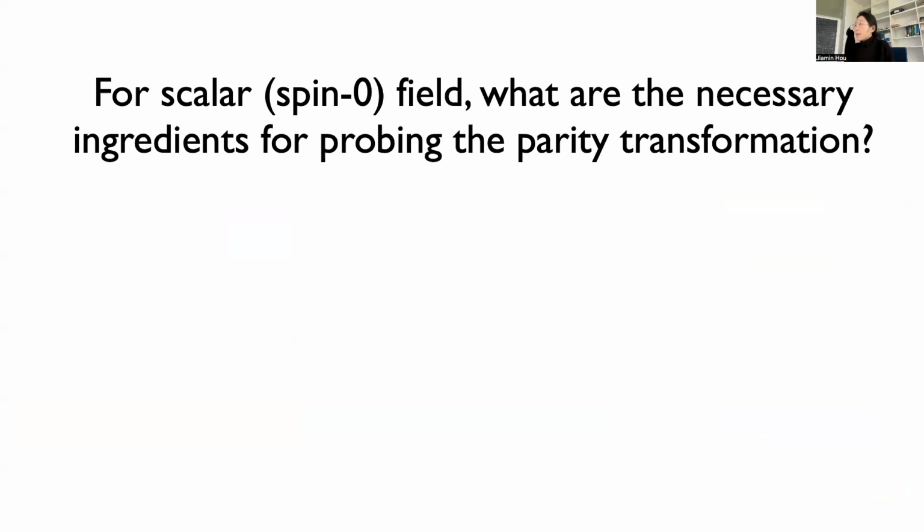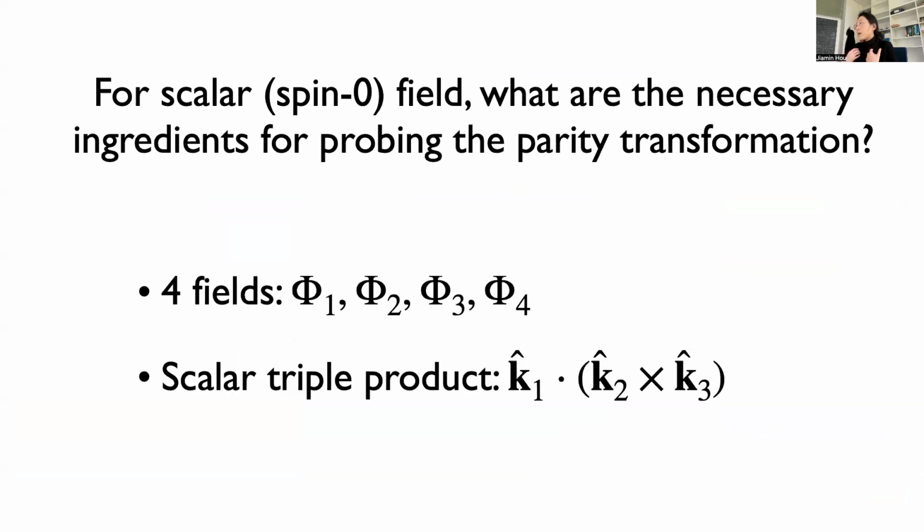So essentially, we need to have four fields. And additionally, we also require an operator that connects these four fields. From the previous examples, we have seen that the scalar triple product plays a crucial role in this context. Specifically, in Fourier space, we need a term of the form K1 dot K2 cross K3.